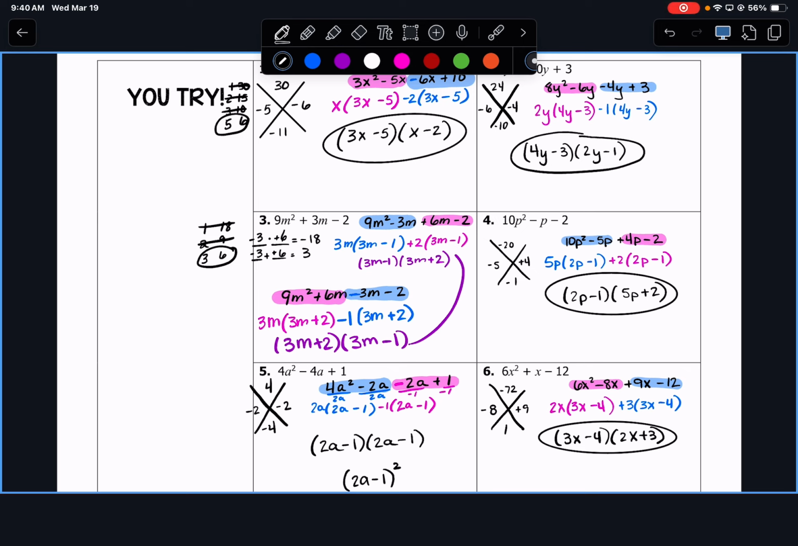Some things that it helps me to remember, okay, is if I am doing this and I have to multiply to get a positive and add to get a positive, everything else will be positive. If I have to multiply to get a positive, but add to get a negative, everything else will be negative. If I have to multiply to get a negative, I'll have one positive and one negative, and the bottom can be either.